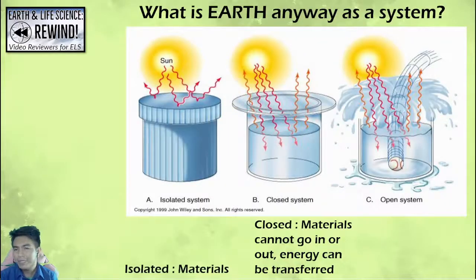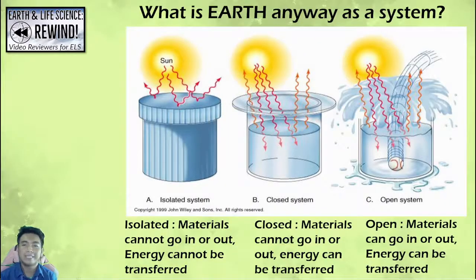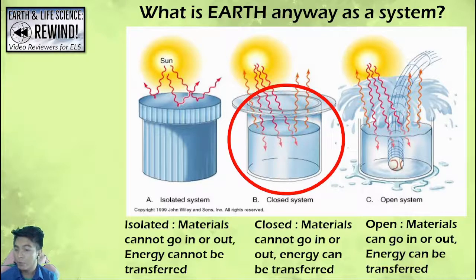But how do we characterize Earth anyway as a system? Are we an isolated system wherein our materials, our gas, liquid, and solid components cannot go in or out, and energy cannot be transferred as well? Are we a closed system wherein our materials cannot go in or out, but energy can? Or are we an open system wherein everything can go in or out of our planet as well as the energy? The answer is closed system.